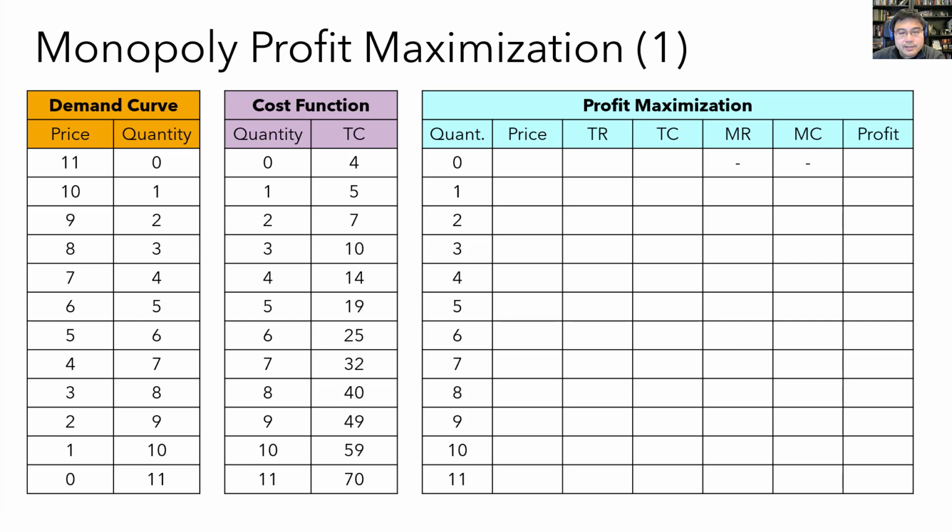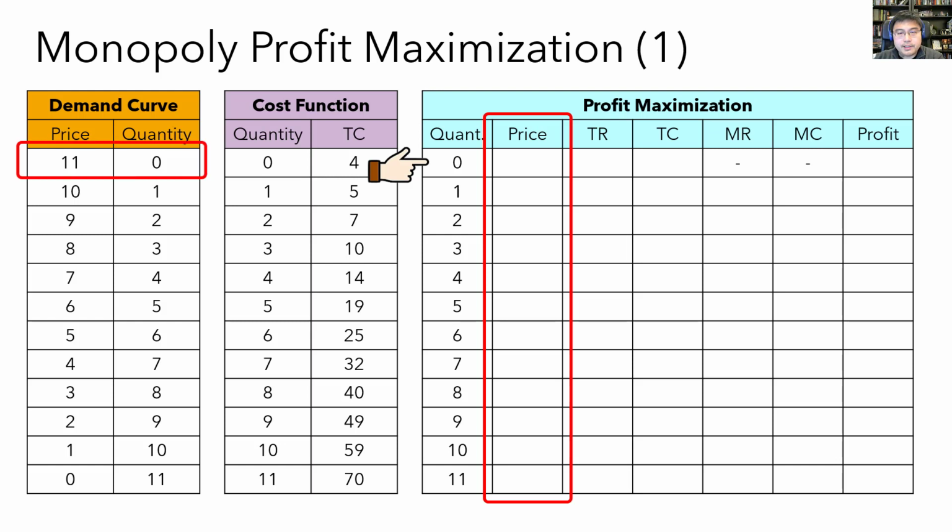Okay, so let's fill out the table on the right. We're going to start with the price column over here. To fill out this column, what we need to ask ourselves is, for the quantity that we're choosing to produce, what is the price that the monopolist would need to set in order to sell that quantity? So for 0, what would the price have to be if the monopolist wanted to sell 0? Well, it says right here on the demand curve, the price would have to be 11.